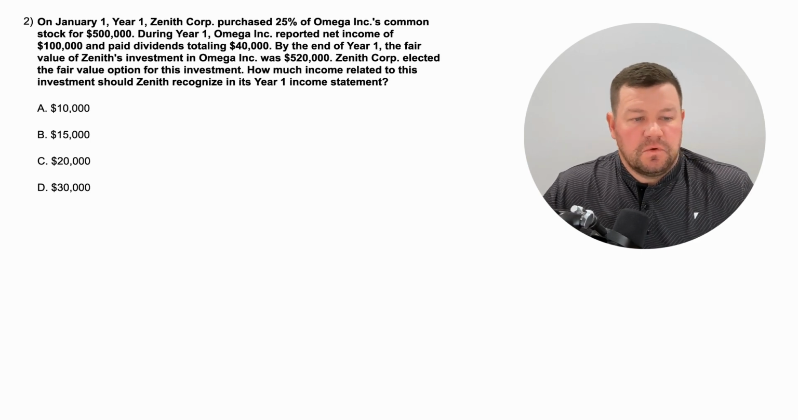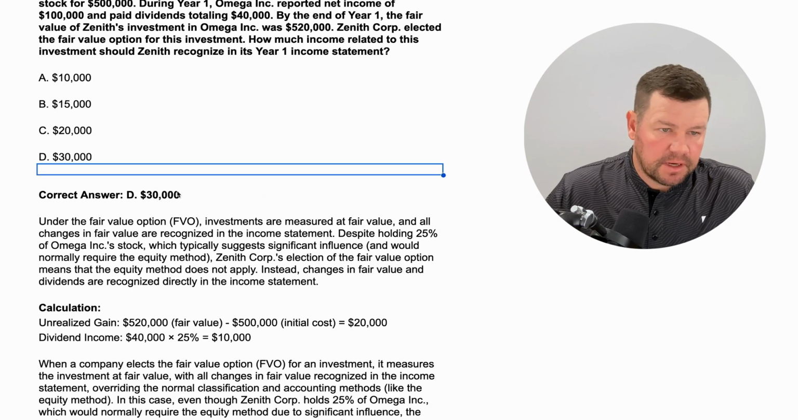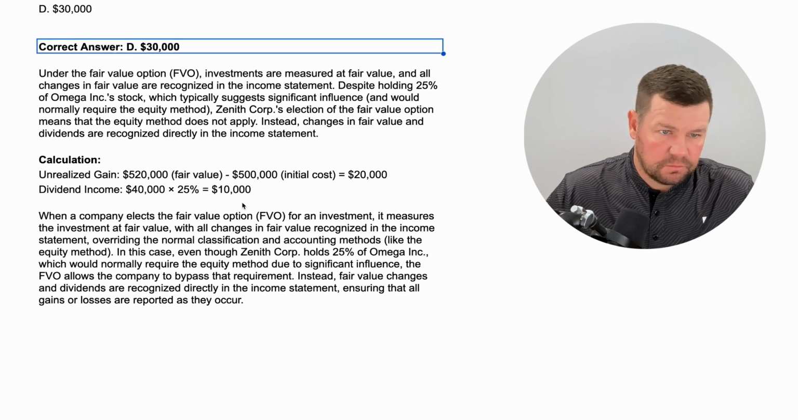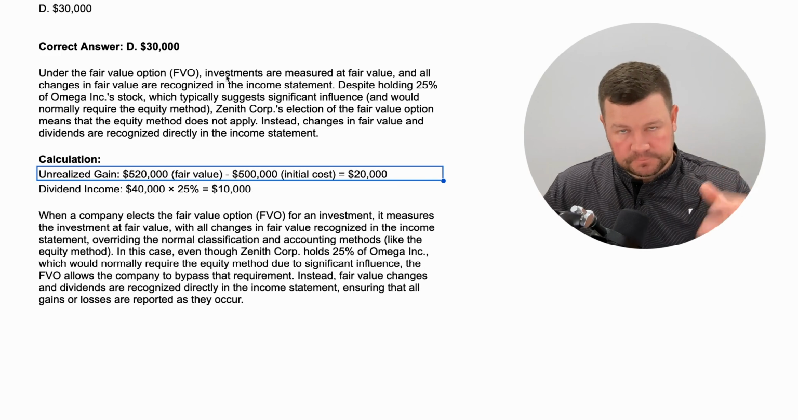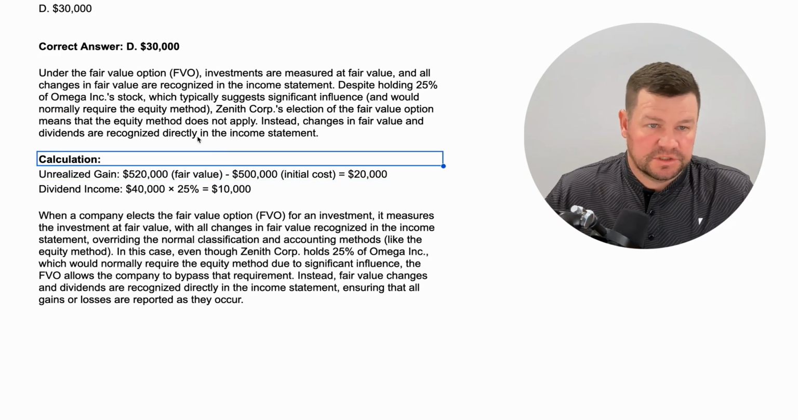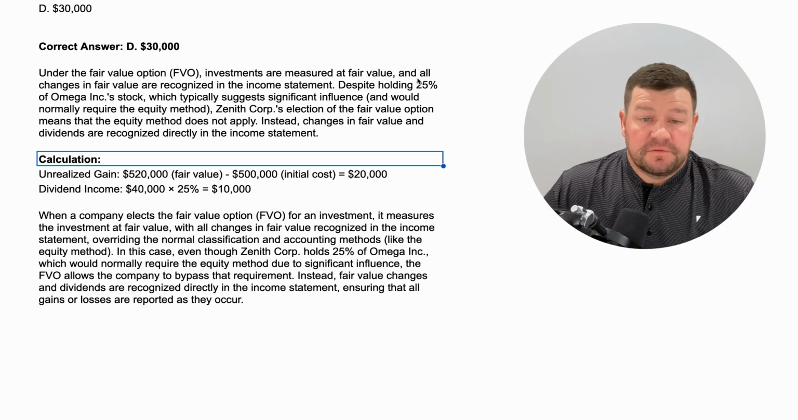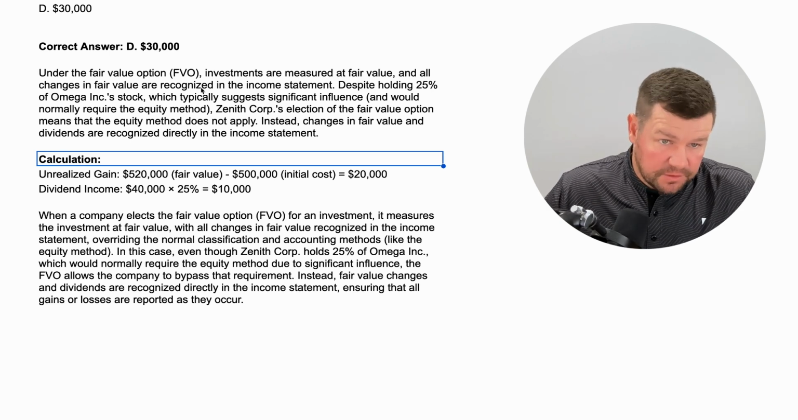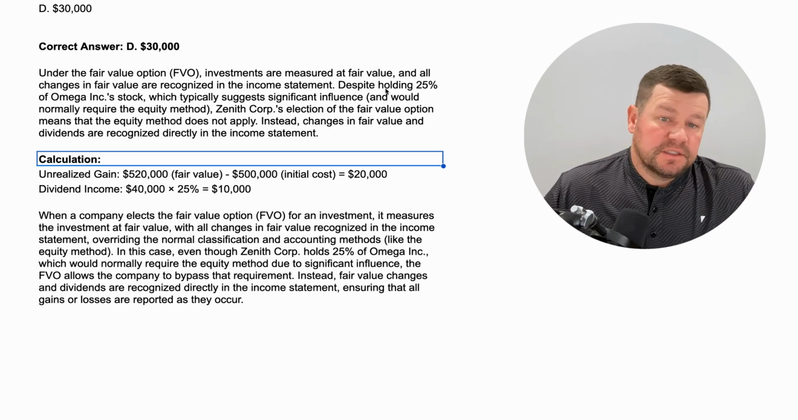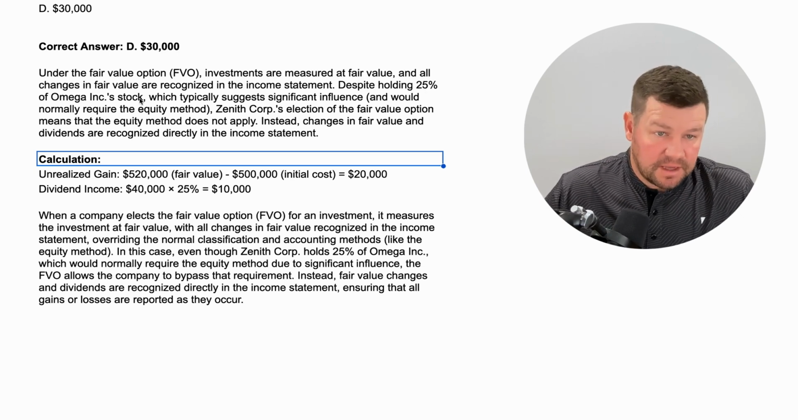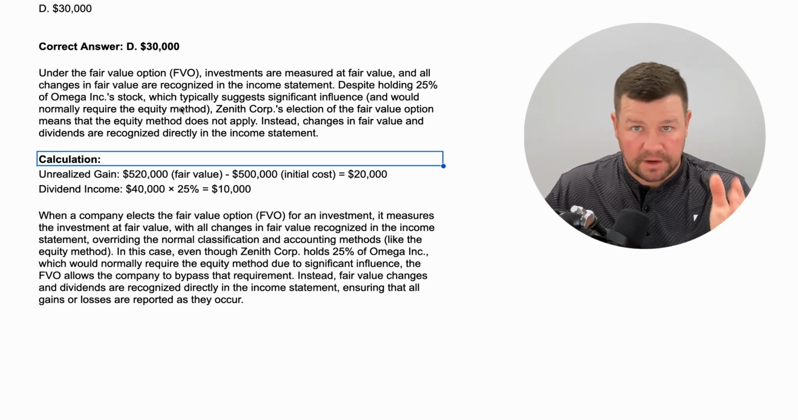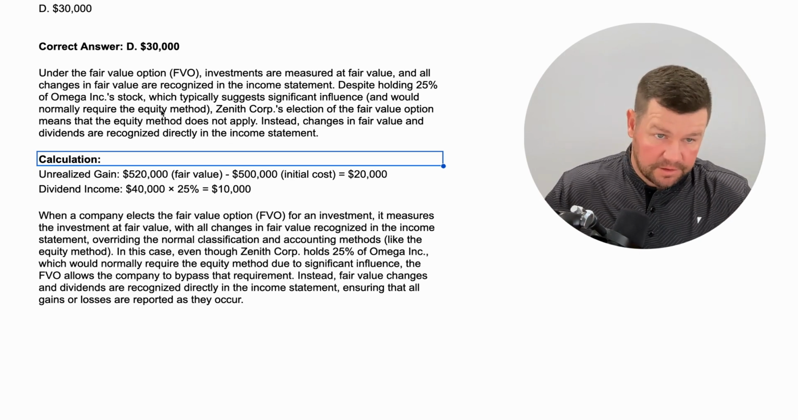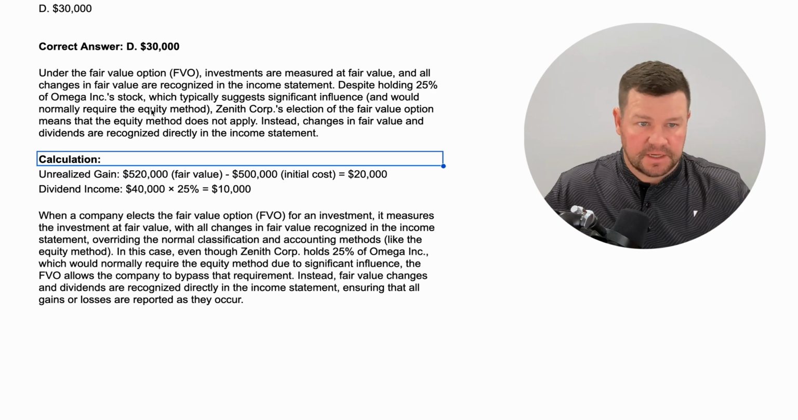Okay, so going through the solution, the correct answer is D, 30,000. So let's read why. Under the fair value option, this is going to be recovering what we just talked about in question 1. Investments are measured at fair value, and all changes in fair value are recognized in the income statement. Despite holding 25% of Omega's stock, which typically suggests significant influence and would normally require the equity method, that's another little nugget of understanding you can take.